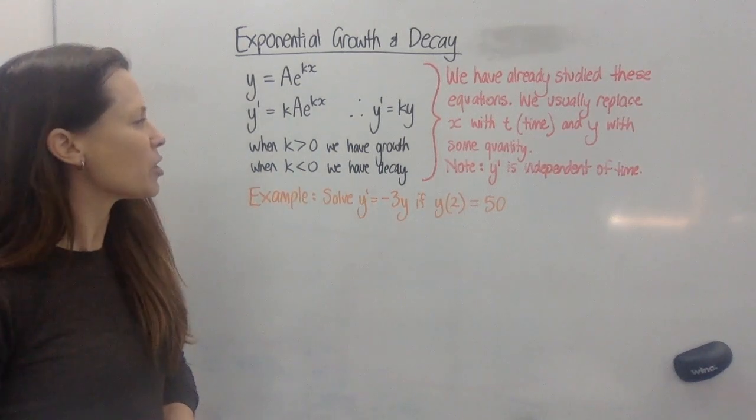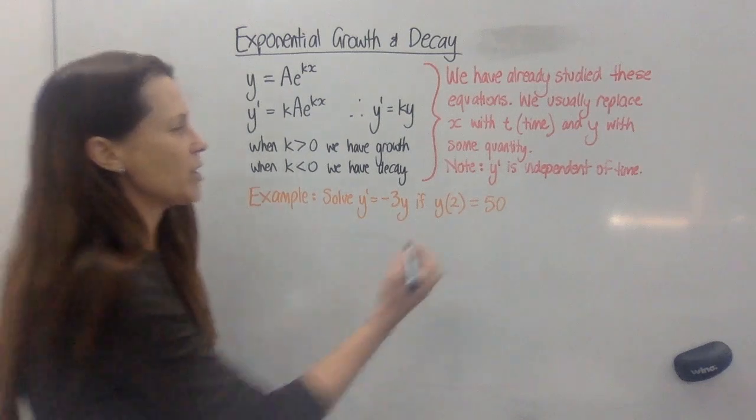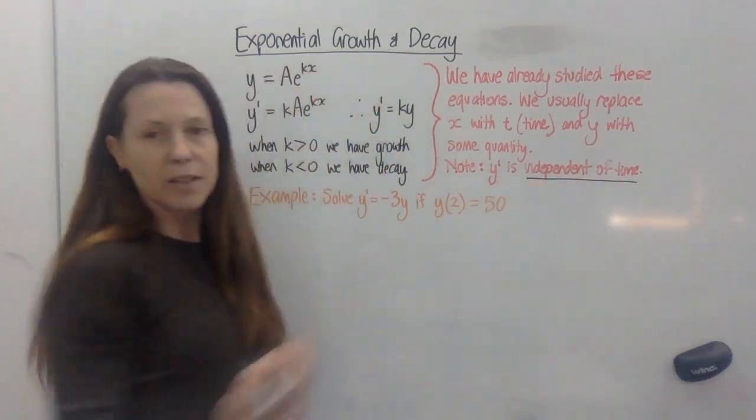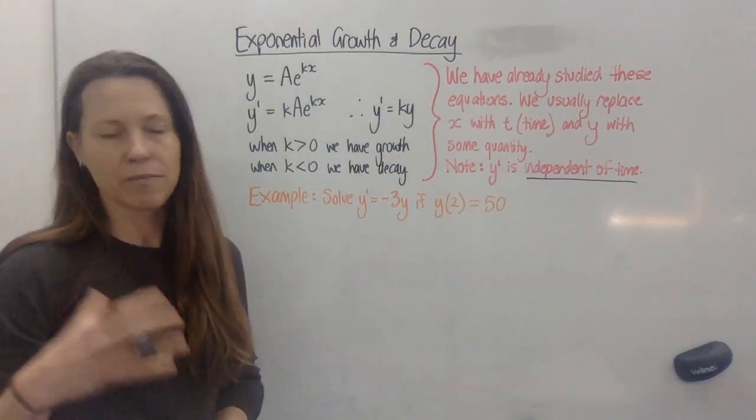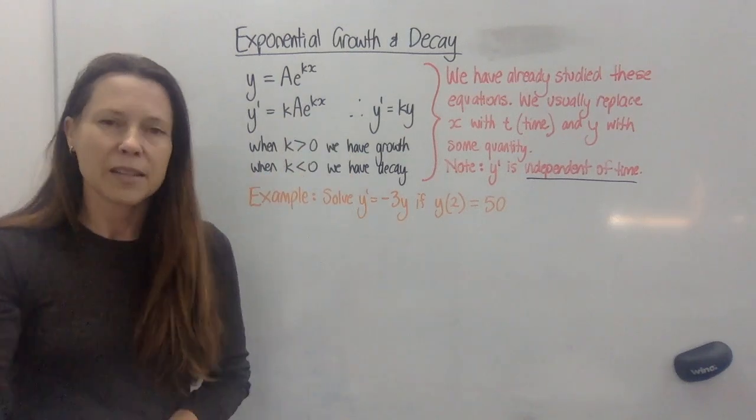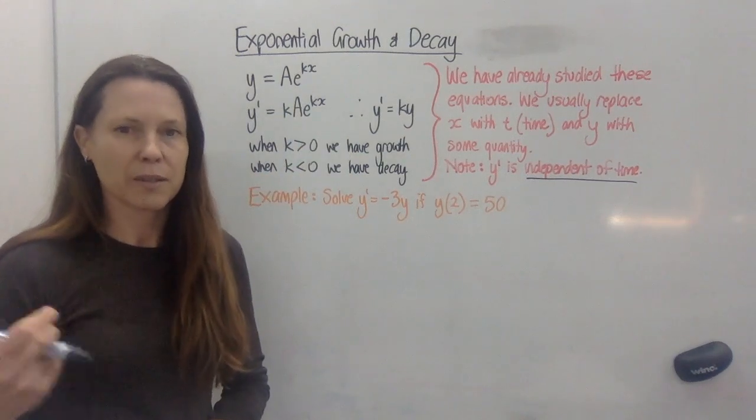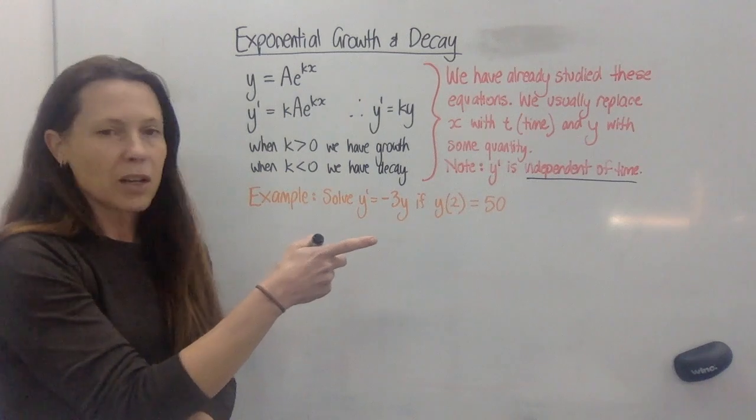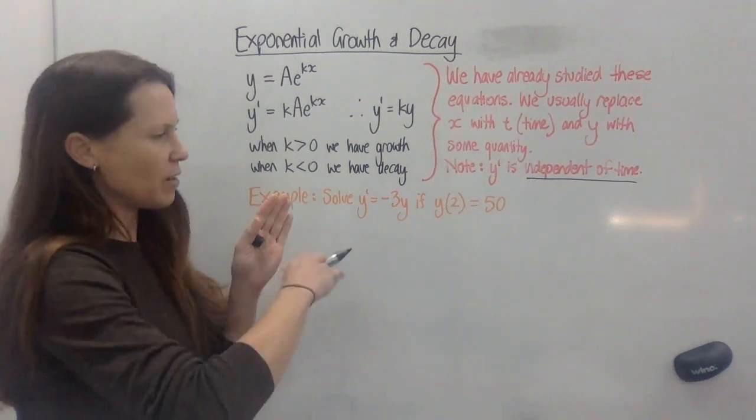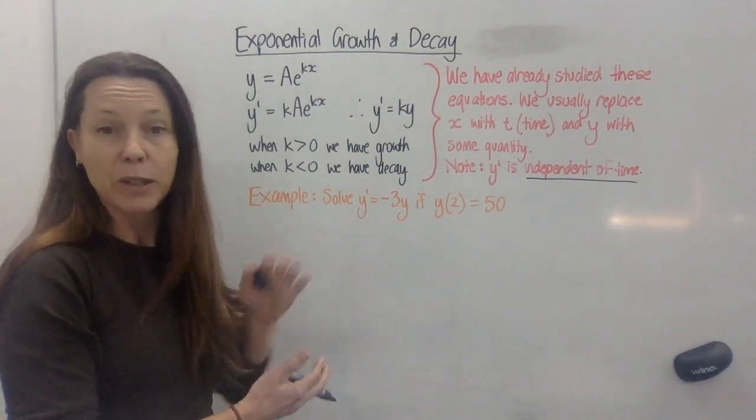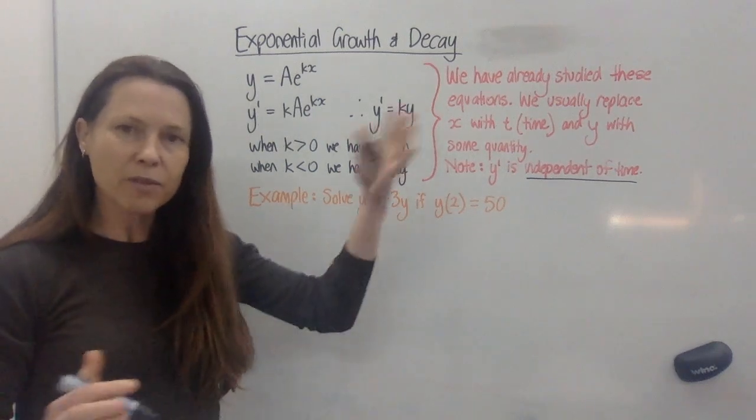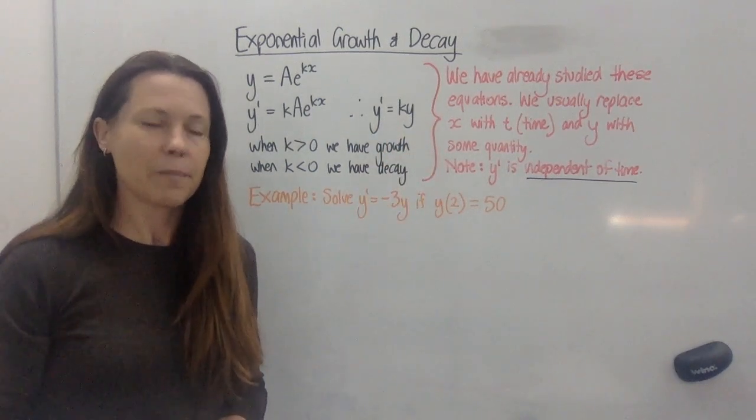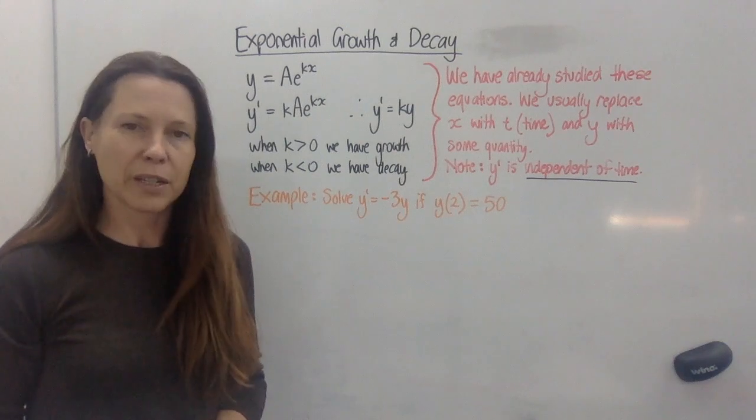This should all be revision. Now it's important to note here though that y dash is independent of time, and perhaps now that we've learned this a while ago, this can really sit in our minds and make some sense. If y dash is independent of time, then it doesn't matter where on the graph along the x-axis or the t-axis we look, what we find is that the rate of growth is very much just related to the amount of the quantity that we have.